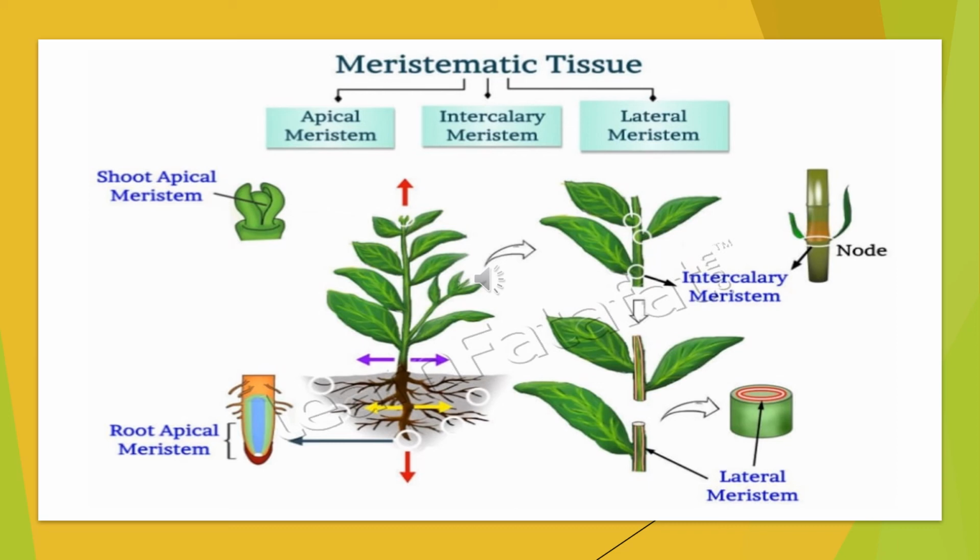Here we can see that the apical meristem is present near the shoot and near the root. The apical meristem present near the shoot is called shoot apical meristem, and the same which is present near the root is known as root apical meristem. The intercalary meristem is present near the nodes and internodes, and the lateral meristem is responsible for the lateral growth of the plant. So it is present in the stem and it helps to increase the thickness of the stem.